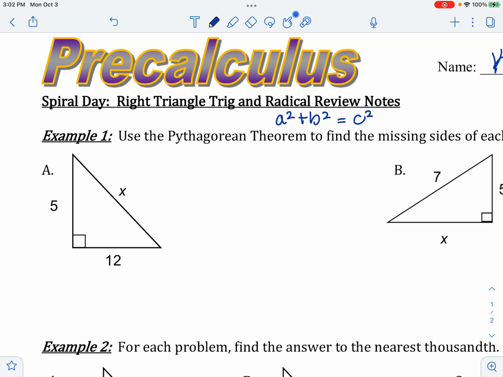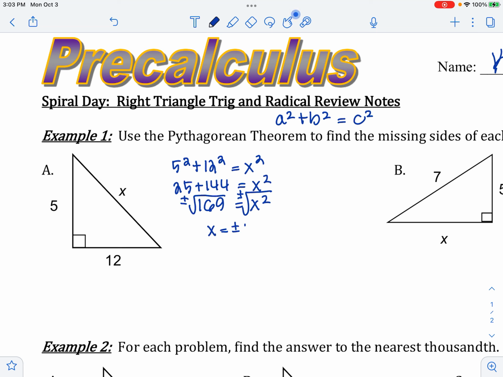So if you look at example 1a, our hypotenuse is x. So we can say the sum of our sides squared, 5 squared plus 12 squared, is equal to x squared. And now we can use the Pythagorean theorem to solve this. So we have 25 plus 144 is equal to x squared. 169 is equal to x squared. Square root to solve. Now remember, whenever you square root to solve, you have to account for the positive and negative solution. So we get x equals plus or minus 13.